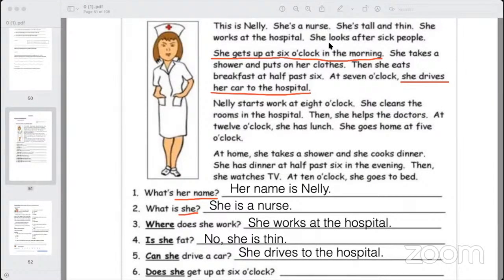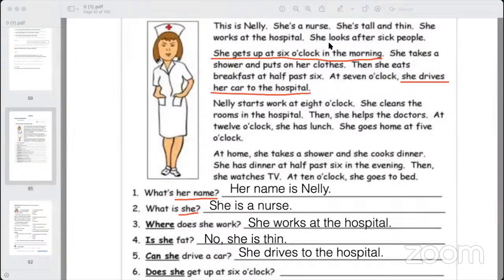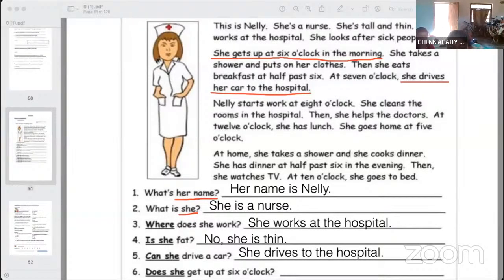Does anyone have a question? Who is going to answer from Chenkalady? Yes, Sandy. Number 6. Does she get up at 6 o'clock? She get up at 7 o'clock. 7 o'clock.